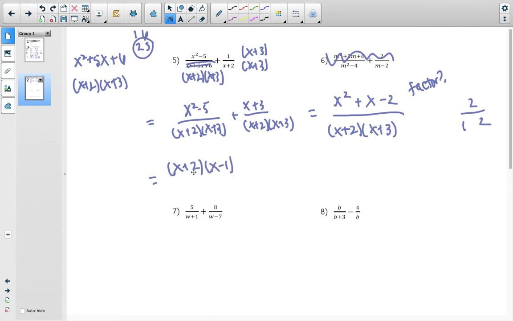Now the reason it's plus 2 is because we need to get something to get this positive, but it's minus 1 because a negative times a positive is a negative. And you should notice that we have something that's going to cancel. So this would go away, and this would just be your answer.